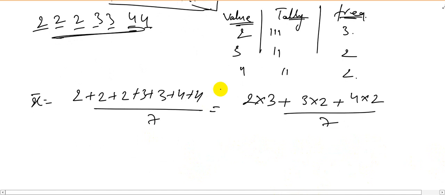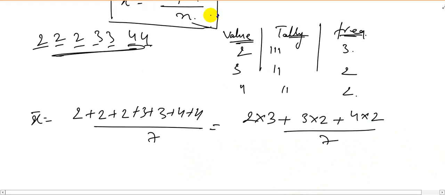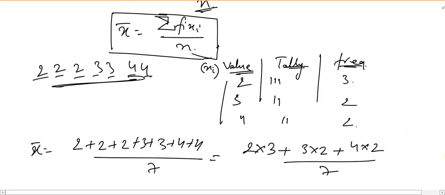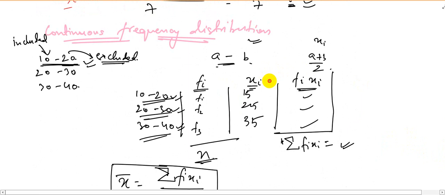So if we take these values as xi's, actually the work of these values here is done by the class mark in the continuous frequency distribution.